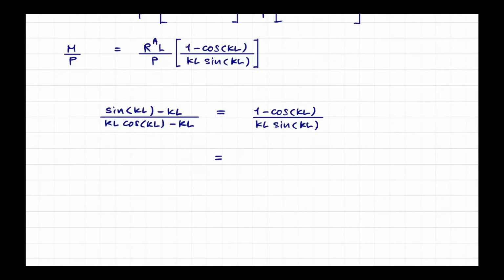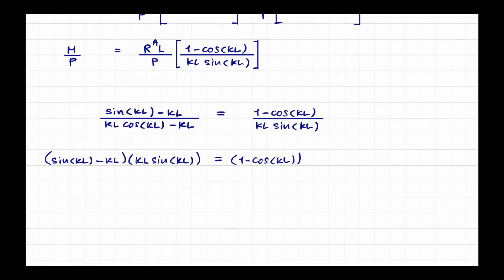So if you cross multiply, we have the sine KL minus KL multiplied by KL sine KL, equals 1 minus cosine KL multiplied by KL cosine KL minus KL.